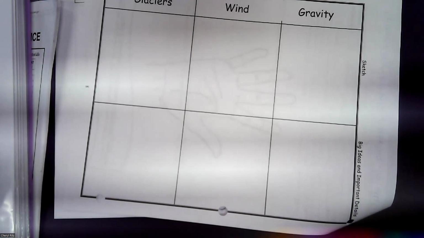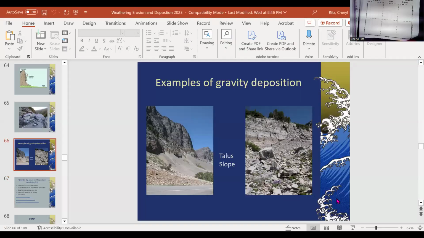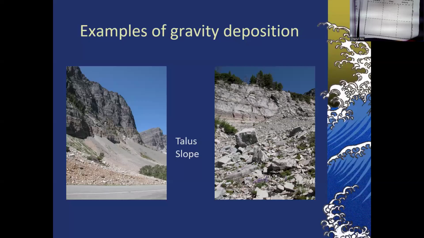What were some of the things that you noticed with all those pictures, all the videos? What was one thing that stood out to you with gravity erosion? Okay, so definitely had to do with mountains and hills. So gravity erosion does move stuff from higher elevations to lower elevations. Absolutely. What were some other things that we noticed throughout those videos?